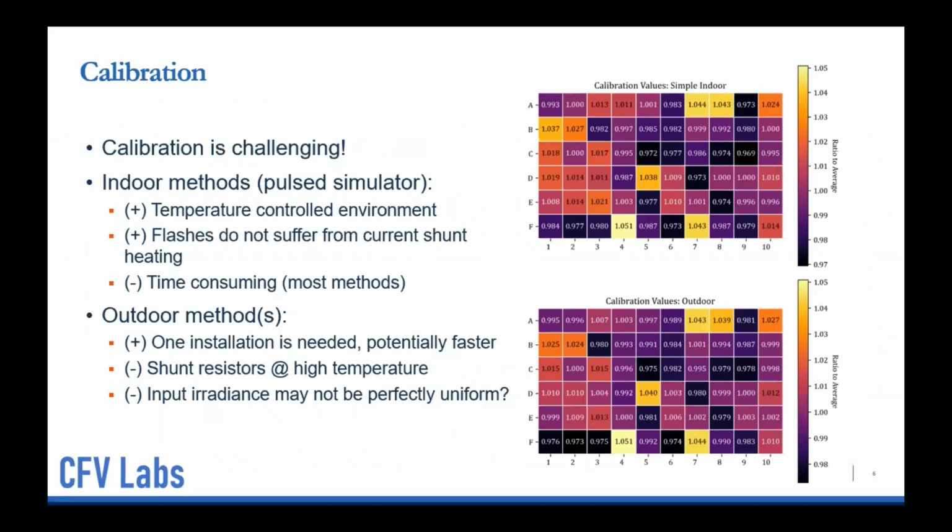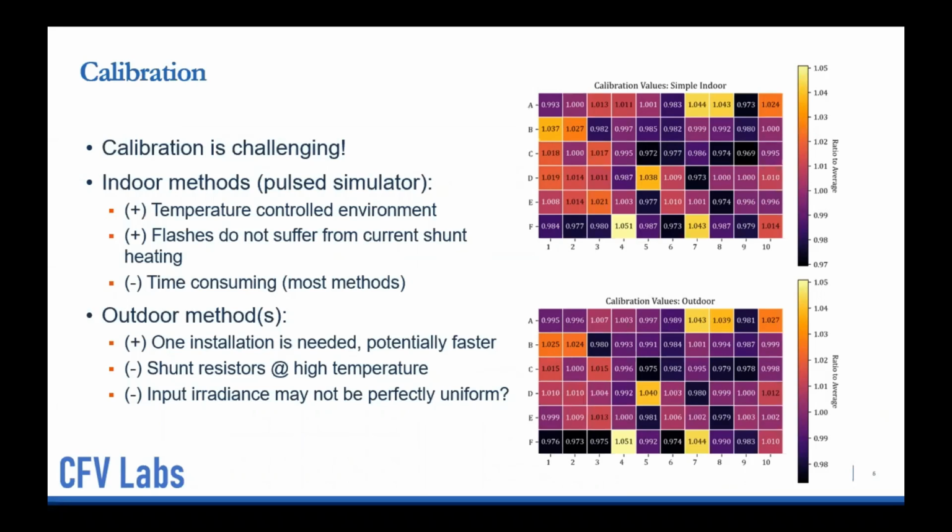The indoor methods have some advantages. It's a temperature controlled environment, and with the flashes we don't have any issue with current shunt heating for the current shunts installed on the boards themselves, but they're time consuming to do indoors. The outdoor methods are a little bit faster because you can install it one time and then derive the calibration values by comparing to another irradiance reference, assuming that the irradiance uniformity is perfect. But one problem is that this is all at temperature, and the input irradiance may not be perfectly uniform. There may be ground bounce and albedo effects and things like that.